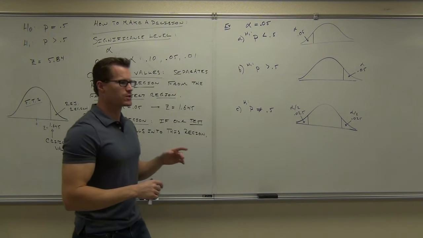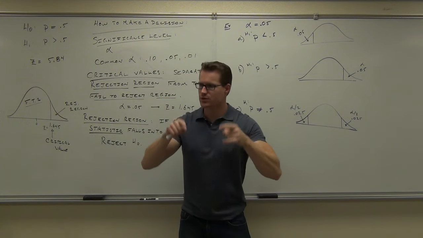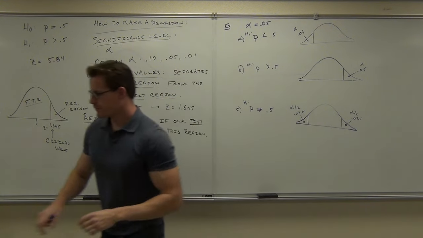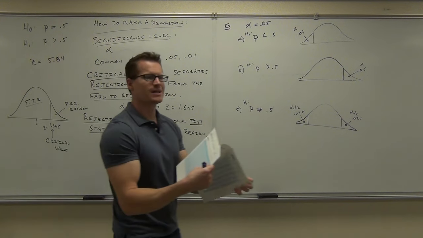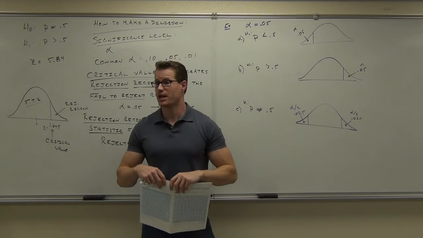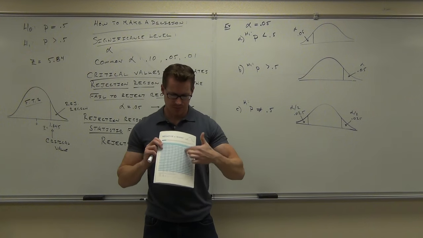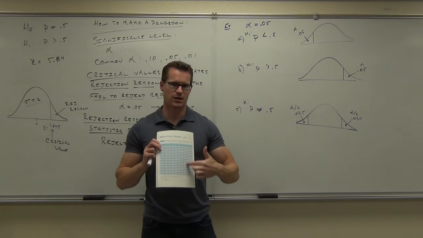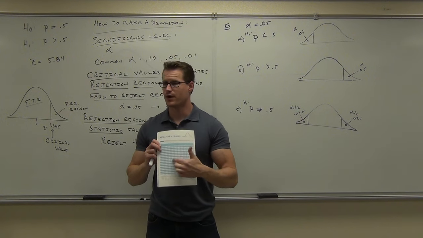So go ahead and look at your table, take that out. What we're looking for here is the alpha in the body of your table. So look right here in the middle of your table. You'll be at a negative z-score. You'll probably be there all the time. That's okay, you just have to be smarter than your table. Look here at your alpha. These are alphas, by the way, right here, areas. Areas are alphas, alphas are areas. Look for 0.05.